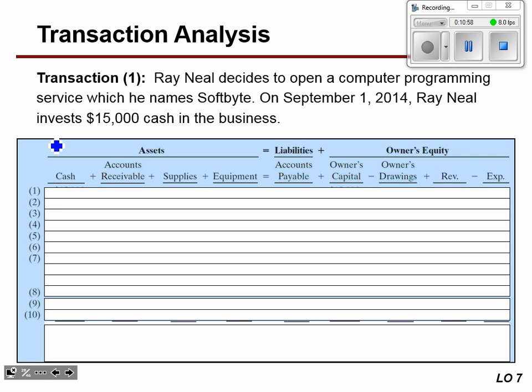Ray Neal, so he's our guy. He decides he's going to open up a computer programming service, which he names SoftBite. So this guy would be an entrepreneur. On September 1st, he invests $15,000 cash into the business. So Ray Neal over here, like, hi, I'm this guy. I'm going to take money out of my pocket, and I'm going to give it to my new company called SoftBite. So dual effect accounting says there better be at least 2 different accounts impacted here.